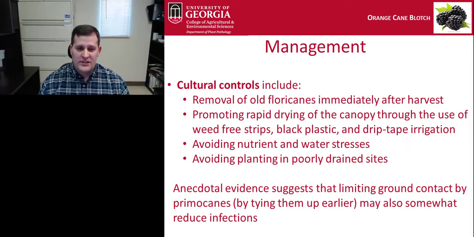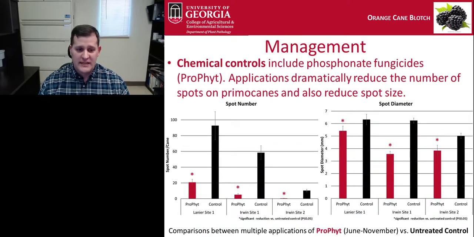Managing through chemical applications usually involves the use of phosphonate fungicides like Prophyte. And what we found through work of one of my graduate students is that Prophyte works best by preventing infections. So it reduces the number of spots, as shown in the leftmost image. When Prophyte is applied, as opposed to control, which was nothing applied, you see far less spots per cane. And so it's dramatically limiting new infections of primocanes. It does also decrease the size of the blotches and how much they can expand, as shown in the rightmost image. So the spot diameter is decreased after applications of Prophyte, but this is a more modest effect of Prophyte.